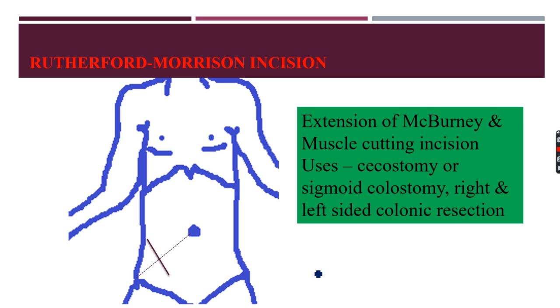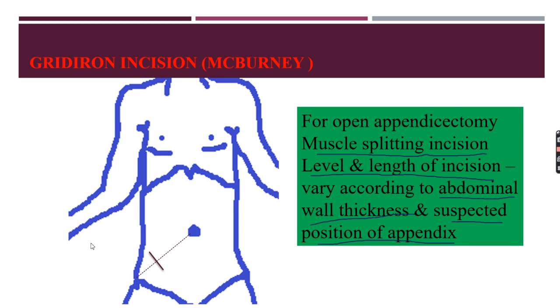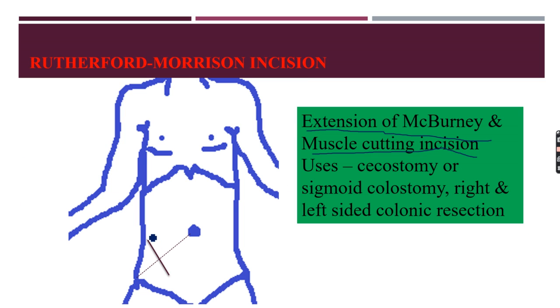while placing this gridiron incision. Another modification of this gridiron incision is the Rutherford-Morrison incision. Whenever we extend McBurney's incision laterally and convert it into a muscle cutting incision, this gridiron was muscle splitting, and this Rutherford-Morrison is a muscle cutting incision. Here you can see we have extended this as compared to the gridiron one. Here you can see the smaller one, and here we have extended this and we have cut the muscles also. So it's a muscle cutting incision, Rutherford-Morrison incision.